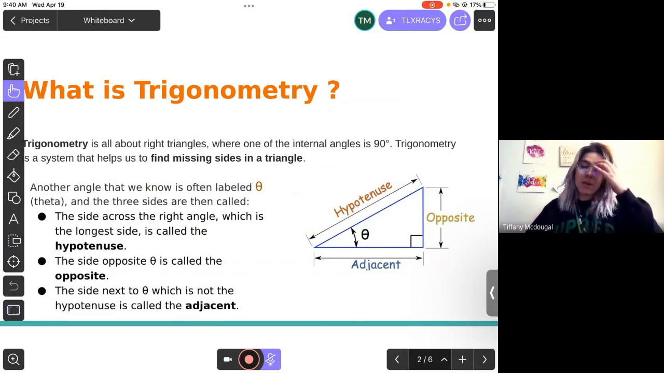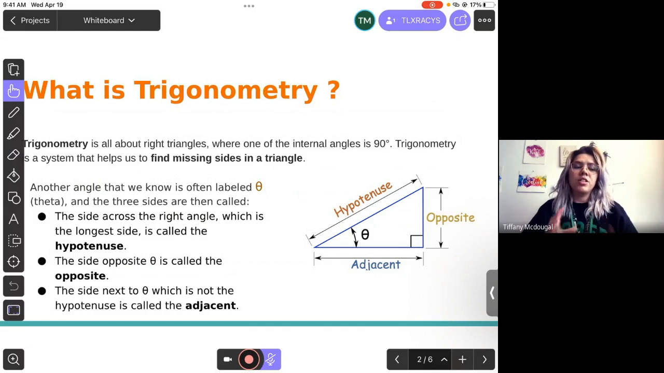Now, this might sound familiar from when we were doing Pythagorean theorem. Both Pythagorean theorem and trigonometry are for right triangles. And trigonometry is a system that helps us find the missing sides of a triangle. Now, you might be thinking, Miss, we just learned Pythagorean theorem. Isn't that to find a missing side? Yes, it is. But trigonometry helps us find a missing side whenever we only know an angle and one other side. Whereas Pythagorean theorem, we can only use if we know the length of two sides. So trigonometry is just another system that helps us find a missing side in case we're given other information.